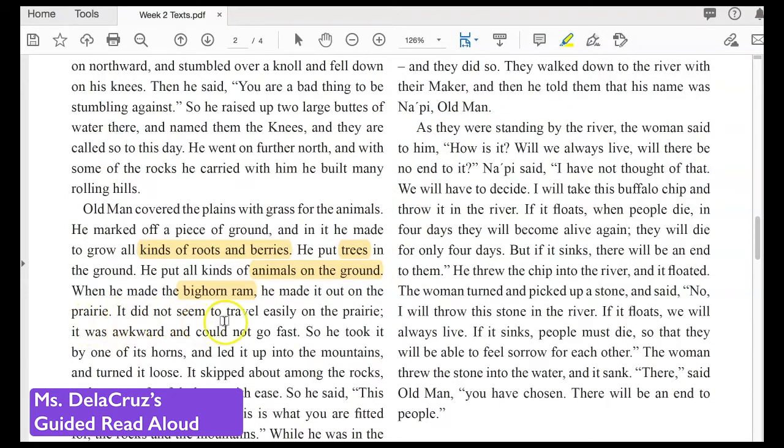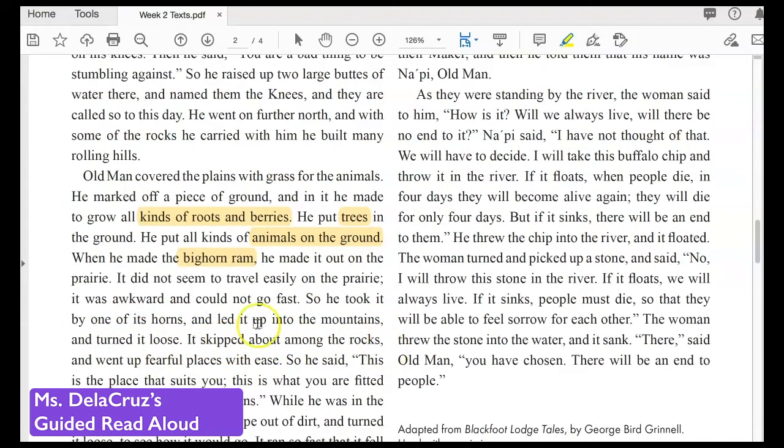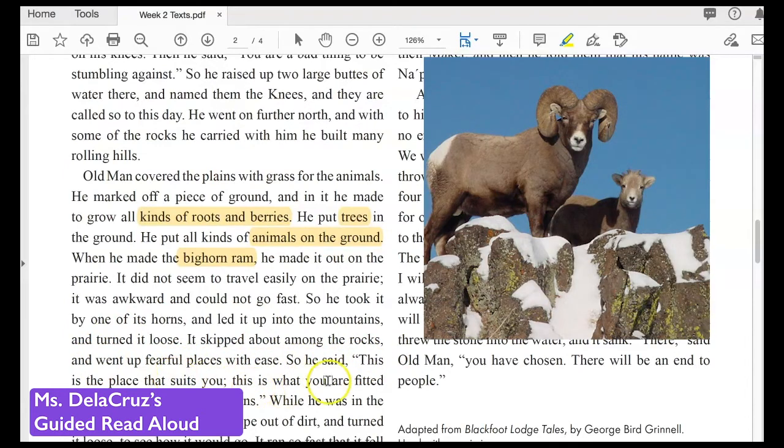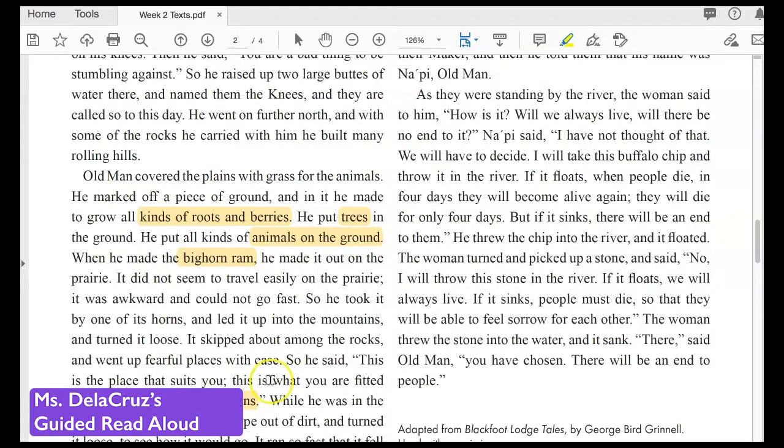It did not seem to travel easily on the prairie. It was awkward and could not go fast. So he took it by one of its horns and led it up into the mountains, and turned it loose. It skipped about among the rocks, and went up fearful places with ease. So he said, "This is the place that suits you. This is what you are fitted for, the rocks and the mountains."